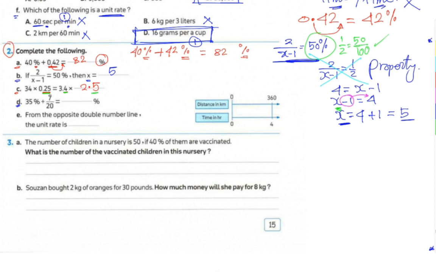35% divided by 7 over 20 equals what percent? Okay, don't forget about units. Percent as the unit. Percent and percent. So I need this one as percent. Don't forget, we have this equation, 35%. What's the meaning of 35%? 35 over 100 as a fraction. And division will be multiplication, and find the reciprocal of 7 over 20. That's 20 over 7. That's it. Now, that's equal to what?